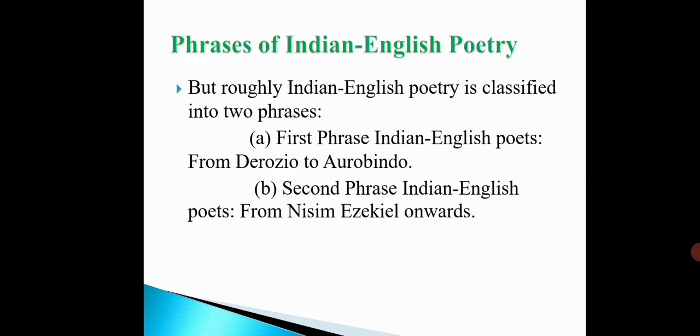Now, as far as Indian English poetry is concerned, it is roughly divided into 2 phases, friends. The first phase is from Derozio to Aurobindo, and the second phase is from Nissim Ezekiel onwards. That means the second phase is still going on.